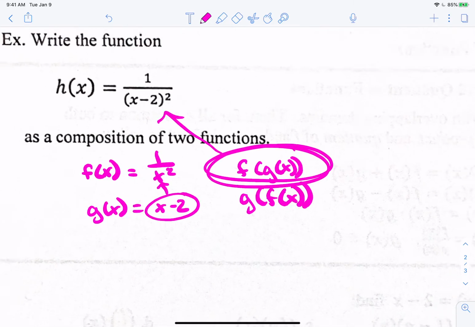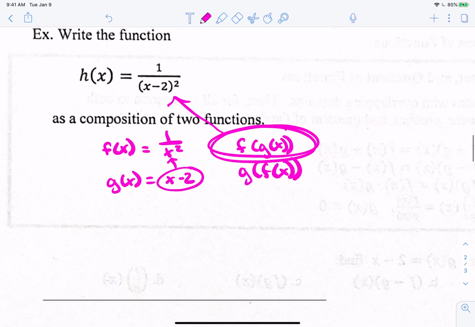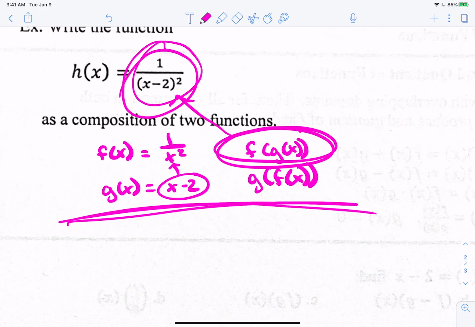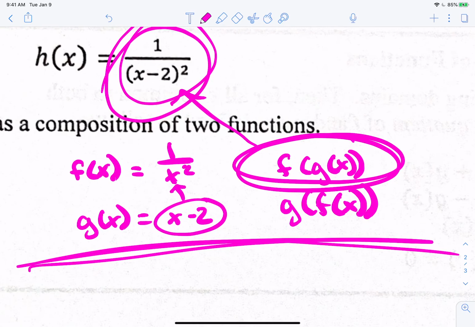Now, there's another combination that you could do. What we're doing is taking the original and asking what two functions are inside of that. We could say 1 over x, squared. So x minus 2 is getting shoved into there, and that would make this overall. And if we define it in that way, then it would be f composed of g of x.